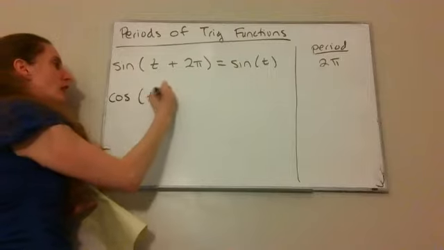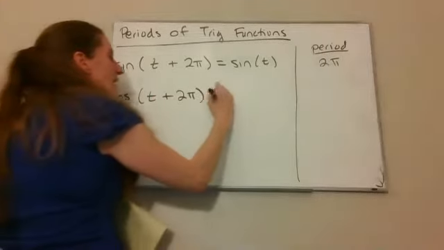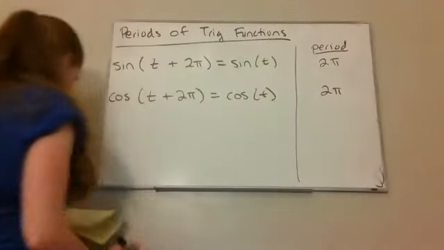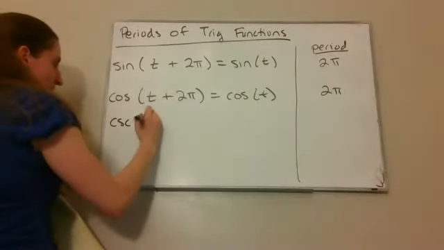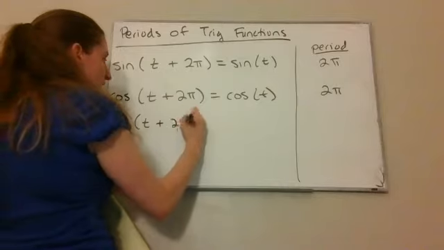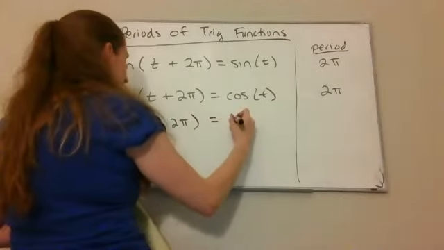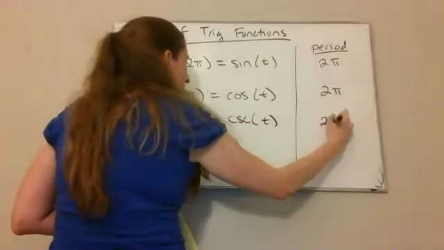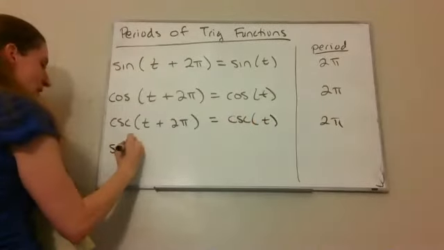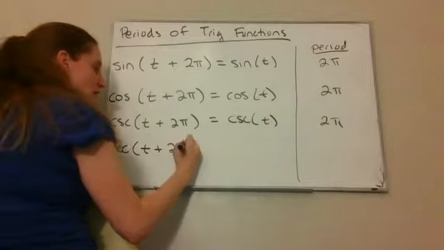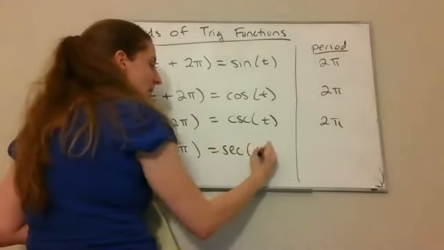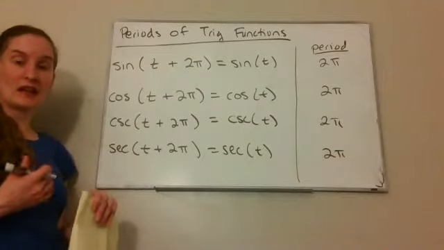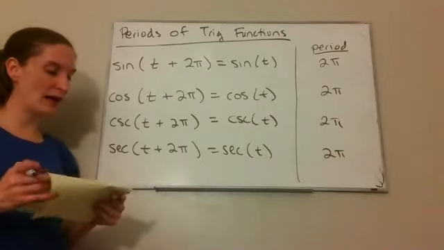Same thing is true with cosine. Cosine of t plus 2 pi is just cosine of t. That period is also 2 pi. And as you can imagine, since our cosecant and our secant are defined using sine and cosine, we have that same exact property and period for both of these. Period is 2 pi for sine, cosine, cosecant, and secant. All of them have a period of 2 pi.